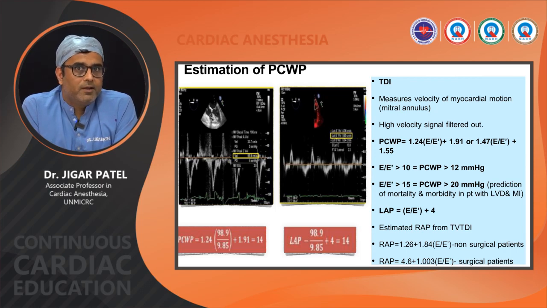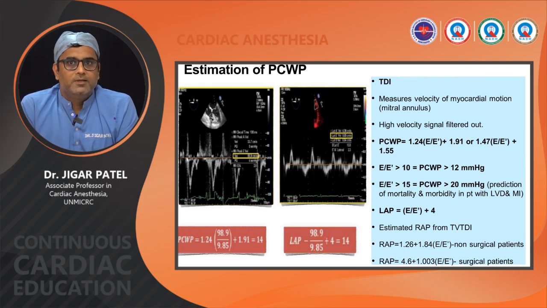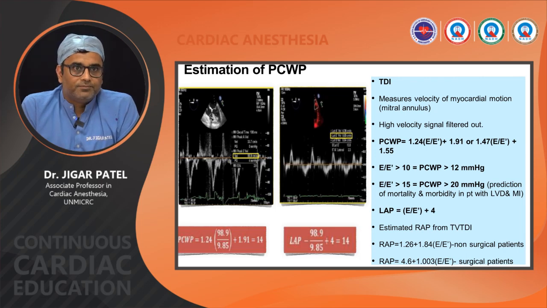So if the E/E prime ratio is greater than 10, it indicates pulmonary capillary wedge pressure more than 12 mm of Hg, and if the ratio is more than 15, it indicates pulmonary capillary wedge pressure of more than 20 mm of Hg, and it is a predictor of mortality and morbidity in patients with LV dysfunction and MI. You can also get LA pressure by taking this ratio as E/E prime plus 4. Estimation of right side RA pressure is also possible by measuring tricuspid valve tissue Doppler imaging.